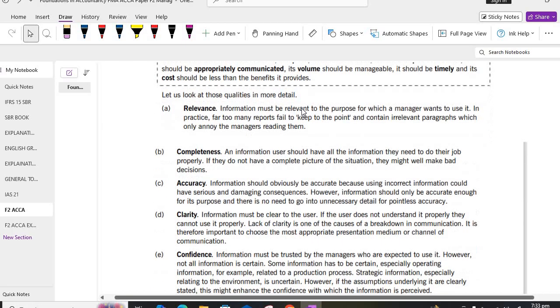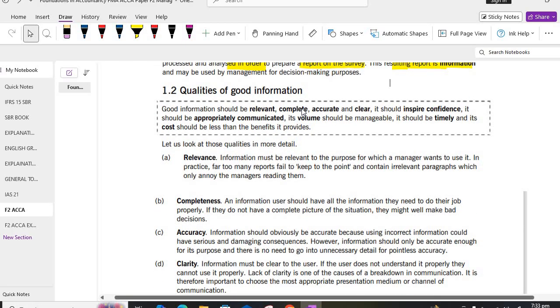Now there are some qualities of information, that is, what are the qualities of good information, and we have discussed this in a lot of detail, but let me show you here that information should be relevant, complete, accurate, clear, and it should inspire confidence, and it should be appropriately communicated.